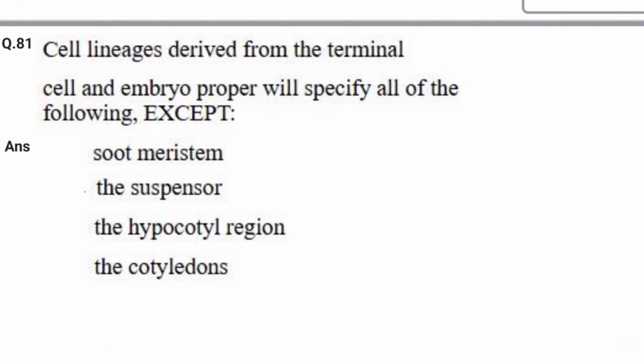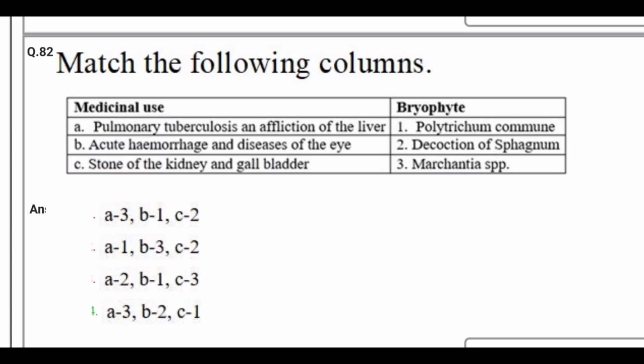Let's see the next question. Cell lineages derived from the terminal cell and embryo proper will specify all of the following except: options are shoot meristem, the suspensor, the hypocotyl region, the cotyledons. For this, the correct answer is the suspensor. Let's see the next question.